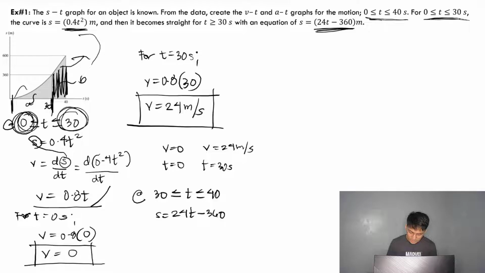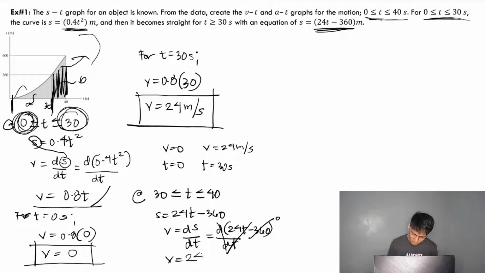And then, using the same formula, V is equal to ds over dt to calculate the value of the velocity. So, the derivative of 24t minus 360 over dt. Now, the equation of the velocity ngayon, this is 0 na, and 24 na lang ito.